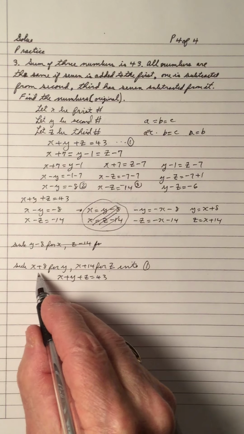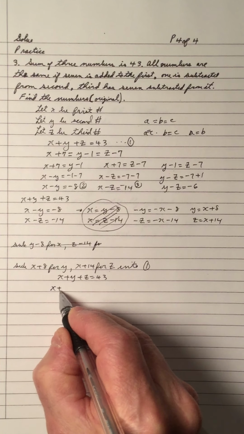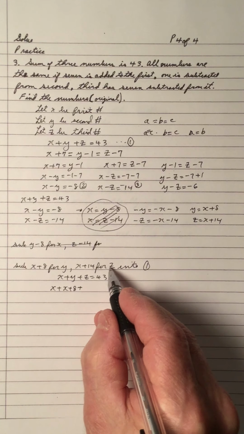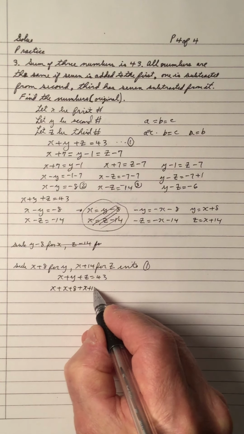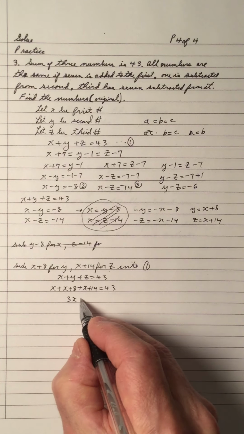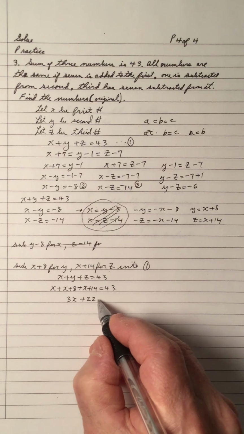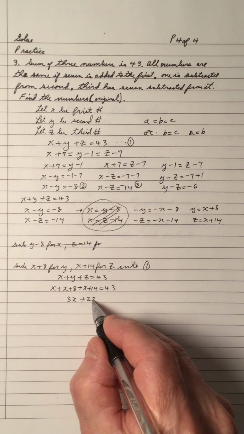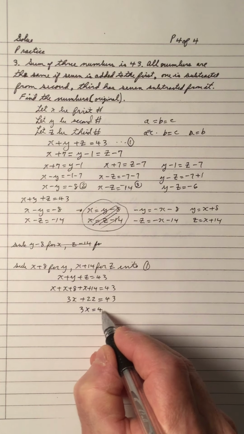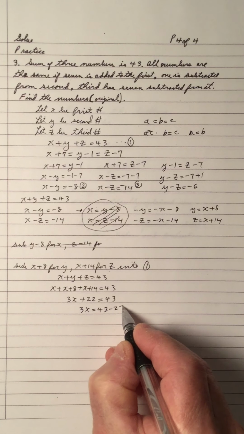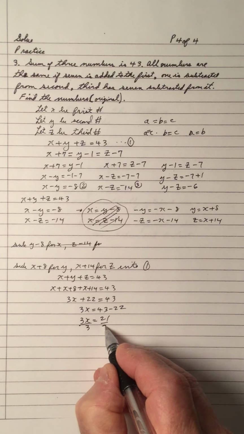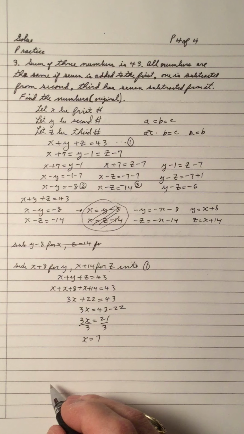So x plus y plus z equals 43. So x plus 8 for y. y is x plus 8. x plus 14 for z. And we have all x's, which is what we need. That makes it better. And 14 and 8 is 22. 3x is 43 minus 22. 3x is 21, divided by 3, and I have x is equal to 7.